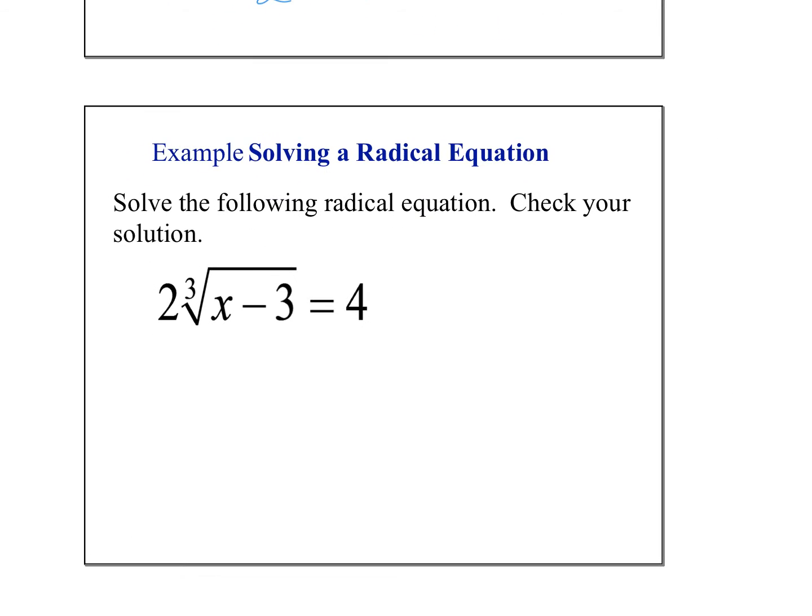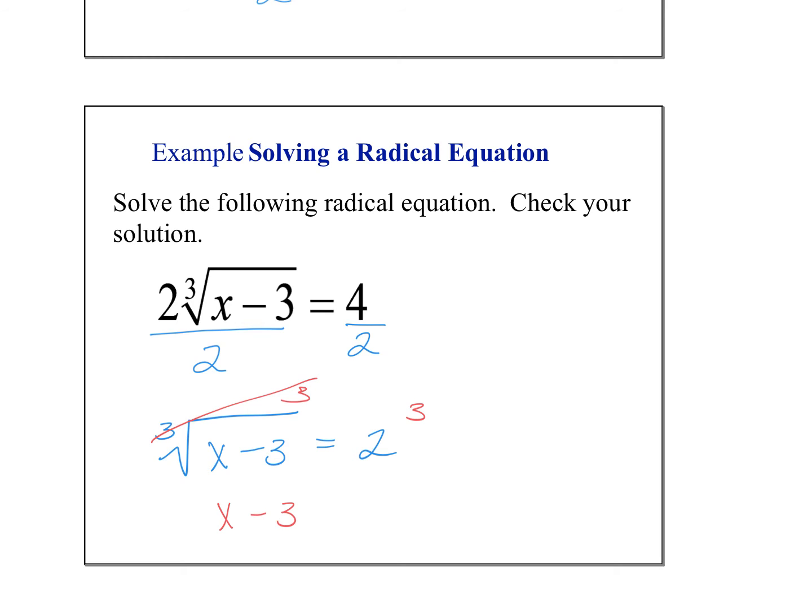Okay, the next one, I kind of like to consider it a coefficient in front of that radical. So before I can cube both sides, I'm actually going to divide both sides by 2. And so I get cube root of x minus 3 is equal to 2. And then I will cube both sides, and I get x minus 3 is equal to 8. Finally, add 3 to both sides, and x is equal to 11.